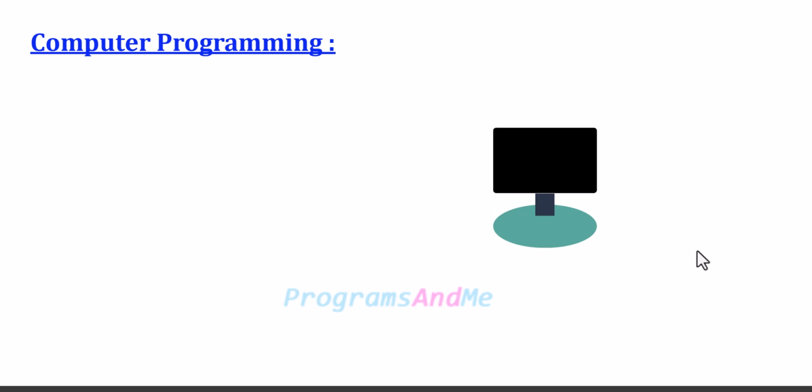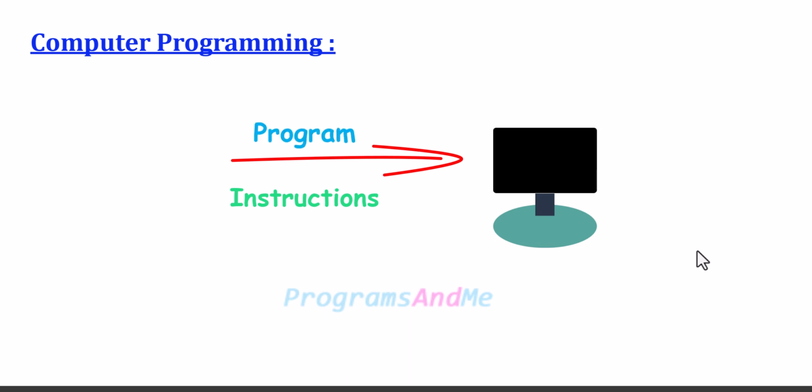A computer is an electronic device that collects information, stores it, and processes it according to the given instructions, and finally gives you the result, the output. To perform a task, a computer needs instructions. And this set of instructions is called a program. And the one who gives these instructions, or the one who writes the program, is called a programmer.